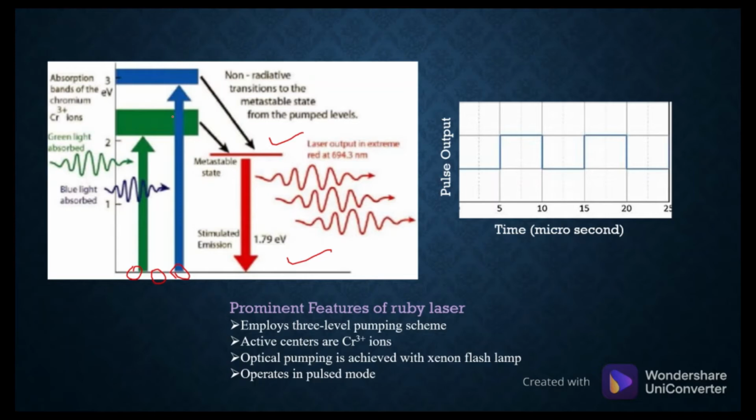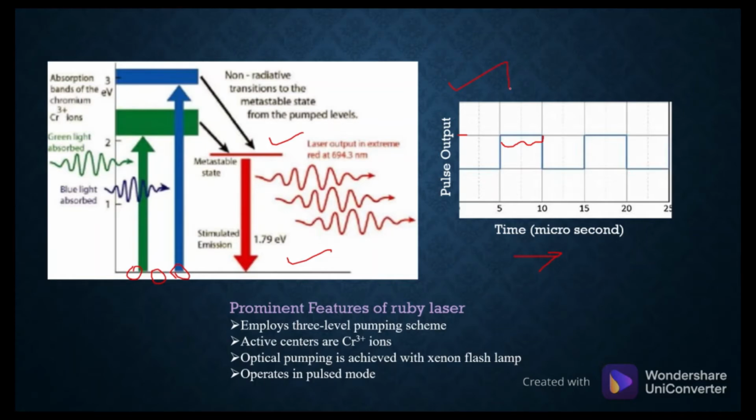Later they will come to the ground level through the process of stimulated emission. So when we draw a graph with time along the x-axis and pulse output along the y-axis, we can see that we won't have a laser pulse for some time, and later, for a few microseconds, a laser pulse will be available, and later it will go to 0, and then it will increase, then it will reduce. So it is like a pulsed output.